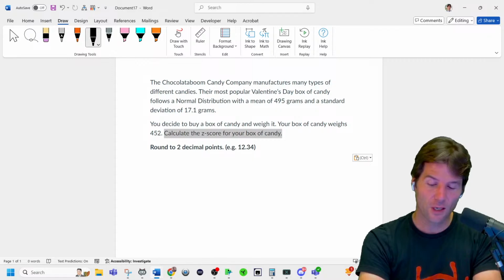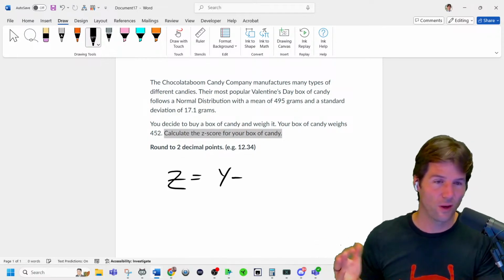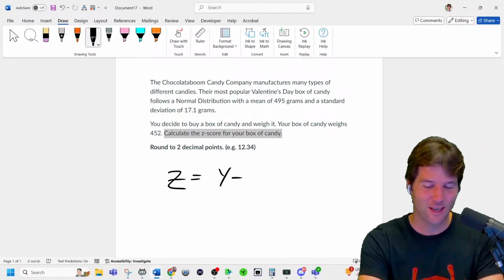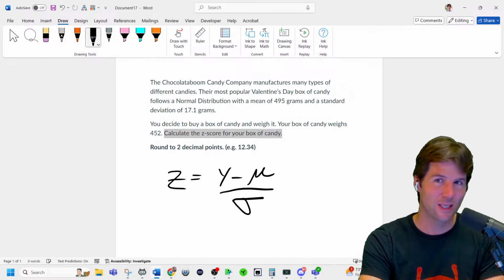Exactly. So a z-score is equal to the observation, which you can also just call x. A lot of formulas say x. I prefer to call it y for some reason, just the way I learned to do it. Preston's already got the answer, it looks like. And then we do the mean, which is mu, and then the standard deviation, which is sigma.